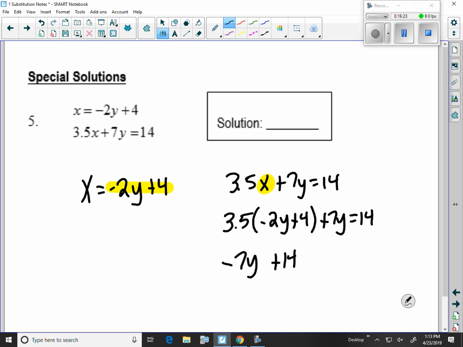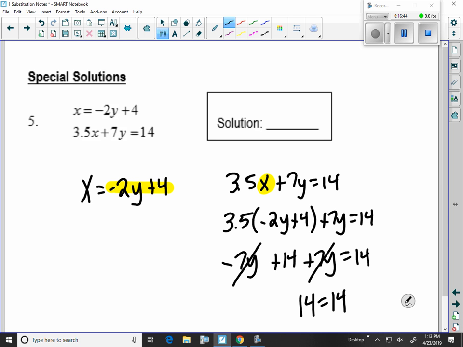Wait, there's a problem. I have a problem. What is your problem? The 7s cancel out. Yes. Okay, so you have a negative 7y and a positive 7y. Those cancel. Okay, so we have 14 equals 14. Sometimes this is going to happen. This is a special case.